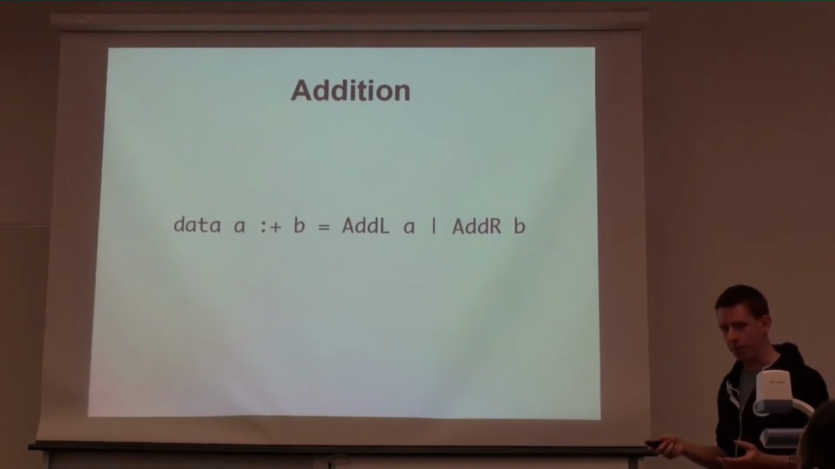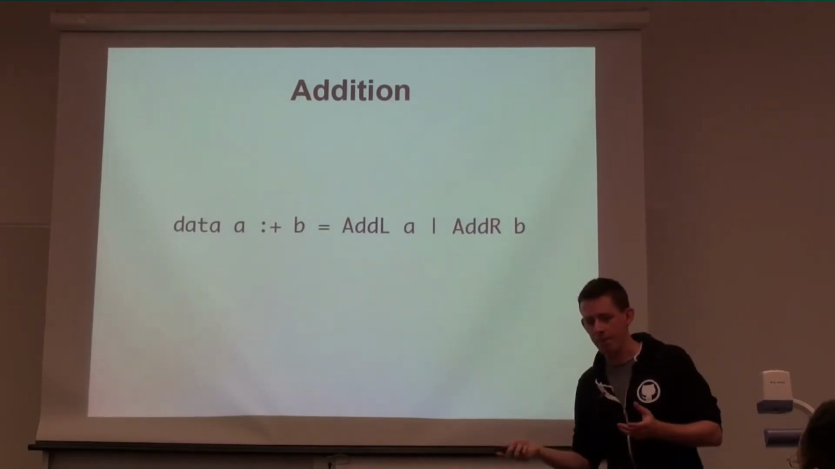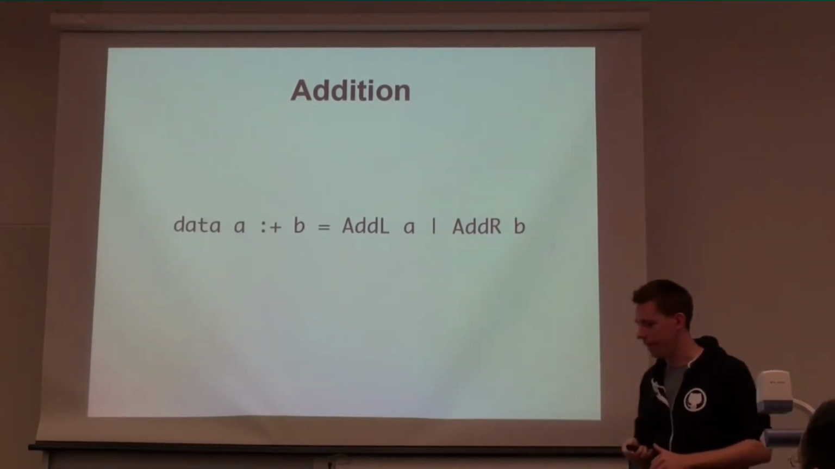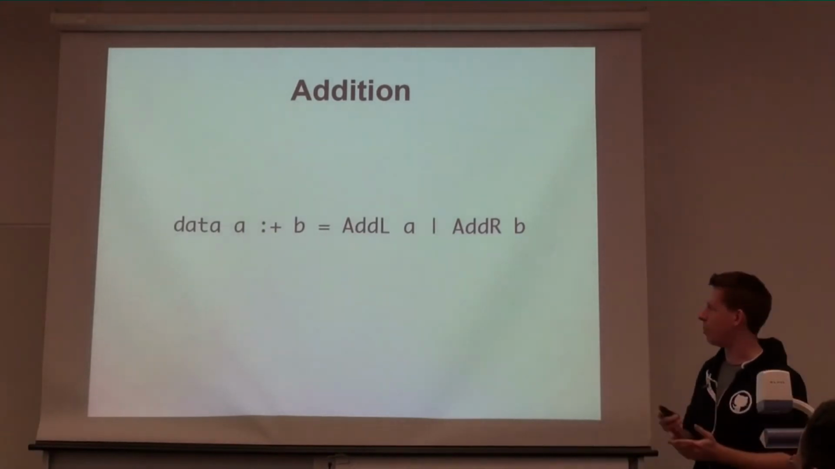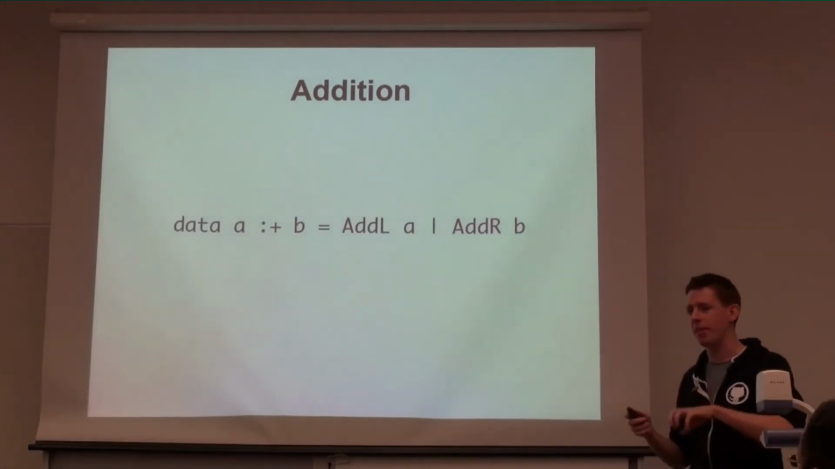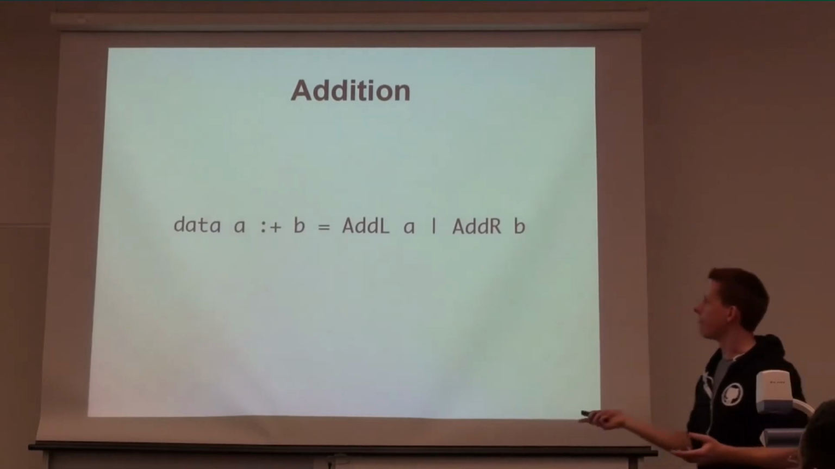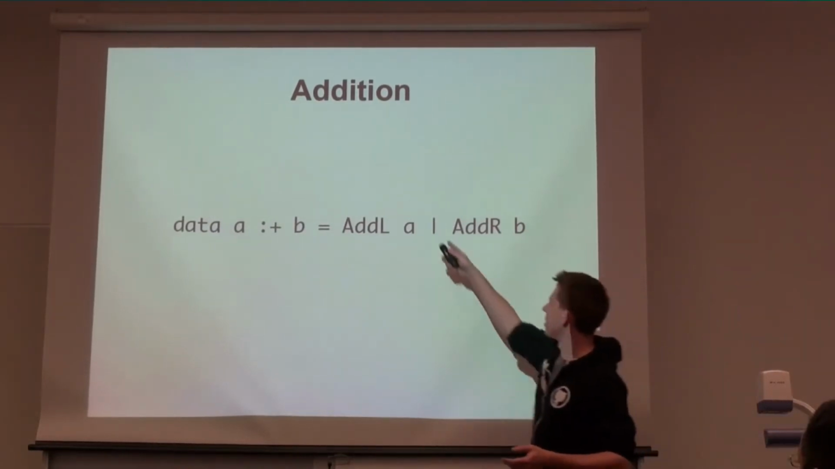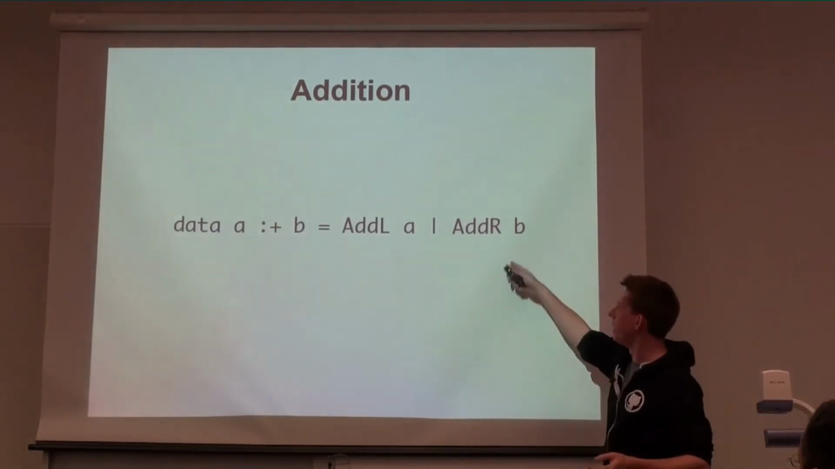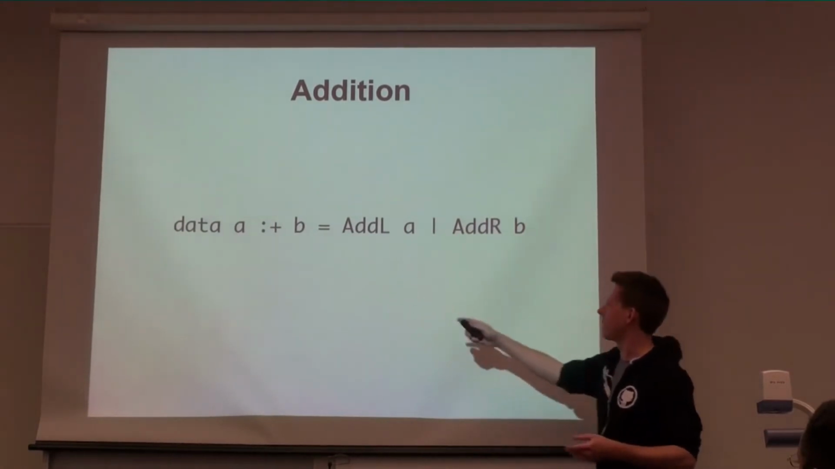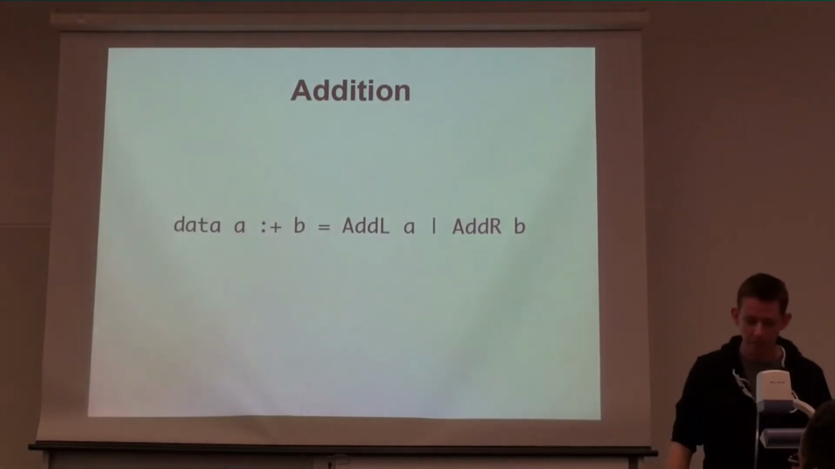And to say that you have an a plus b, well, people call this either a disjoint union or a variant type or a sum type. It means that you've either got an a or you've got a b. So here you can see that you either have an a or a b, and if it's an a, you've tagged it with an add-l type, and if it's a b, you've tagged it with an add-r type.